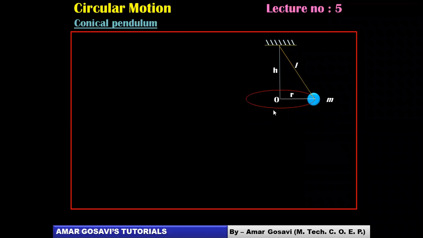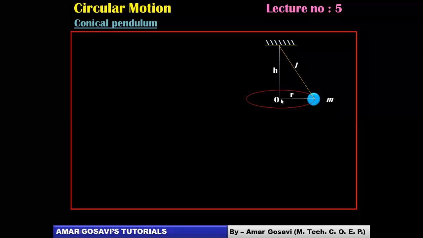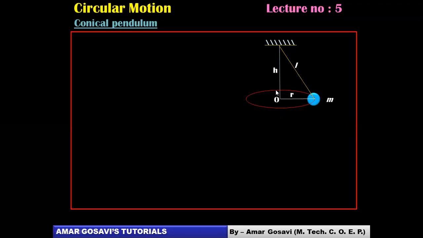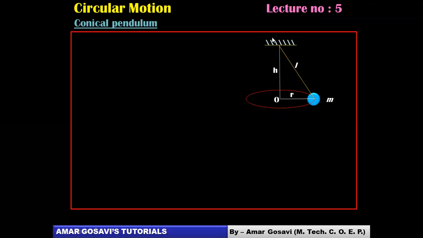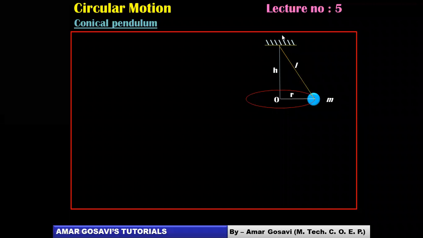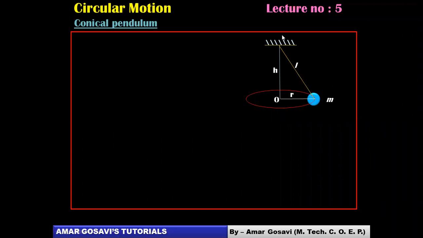So here you can see m is the mass of this pendulum, r is the radius of that horizontal circle, O is the center. Obviously, in three dimensions, you can see h stands for height and L will stand for the length of the conical pendulum. You can see the slant height, you can call it. Yeah, friends. Okay.